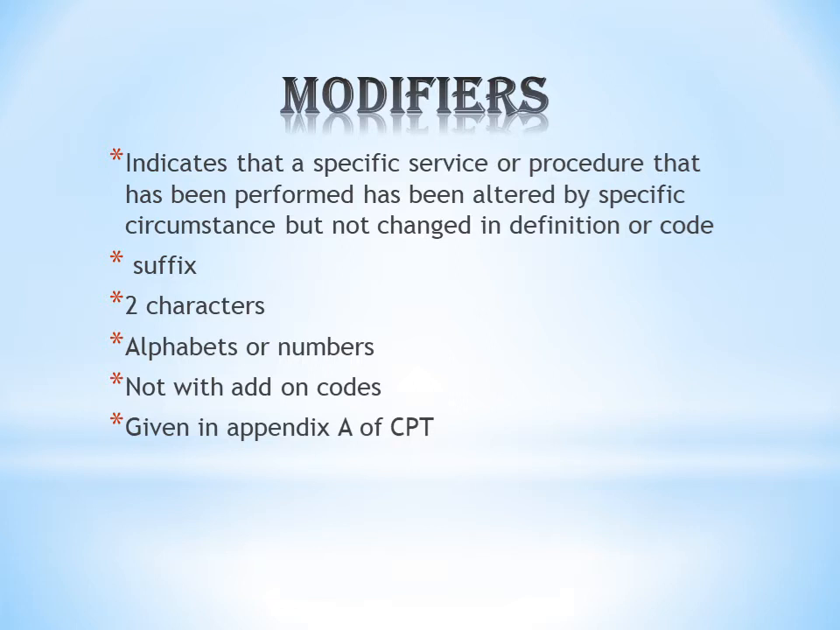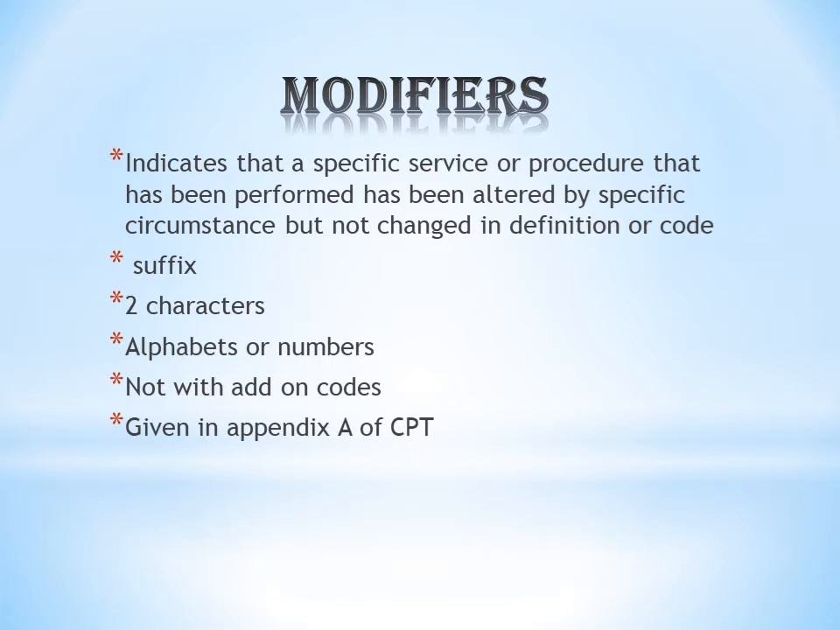Another example is the modifier for unusual anesthesia. That is when a general anesthesia is applied by a physician for a procedure which usually does not require an anesthesia. In that case, you have to apply a modifier to indicate that additional anesthesia is applied. Okay, like that.